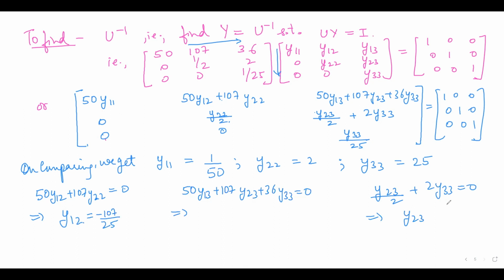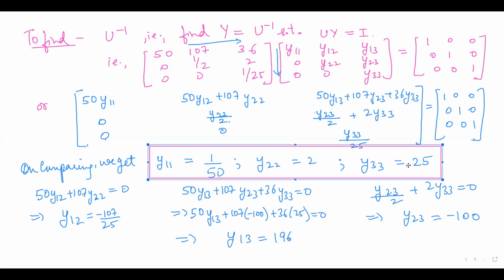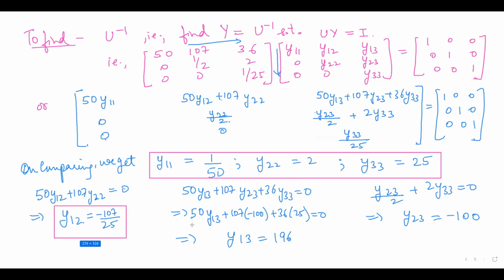y33 is 25, so this becomes 50. So minus 50 into 2, that is minus 100. So I'm getting y23 as minus 100. Now I can substitute here. So this is 50 y13, which we need to find out, plus 107 times minus 100 plus 36 into 25. So when you solve, I'm getting y13 as 196. So I have got all the values, and I'll be substituting here in this upper matrix. So I'll get the value of y, that is U inverse.